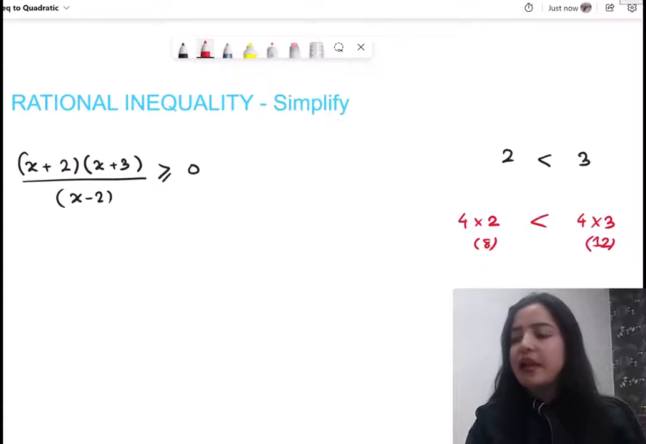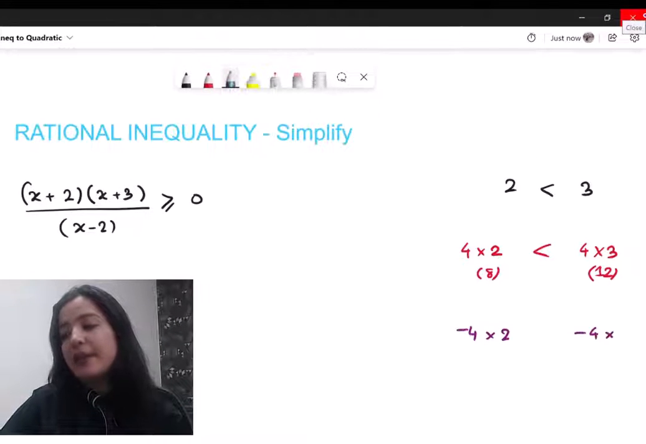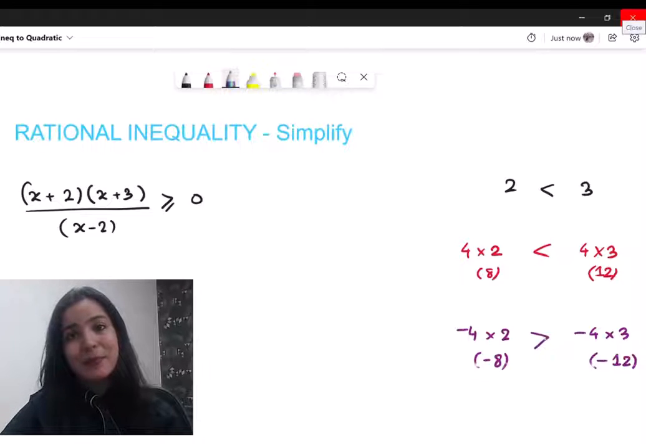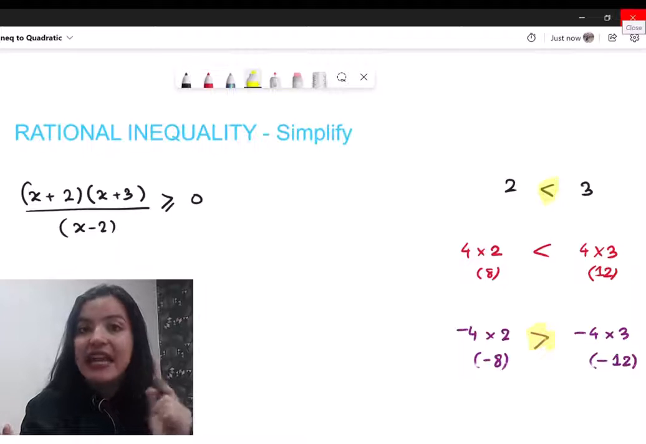So everything remained the same. Instead, suppose I multiply both sides by negative 4. What's going to happen now? Well, the left side is negative 8 and the right side is negative 12. Which one is greater? Negative 8 this time is greater. So you see how the sign of your inequality flipped when you multiplied both sides by a negative number.